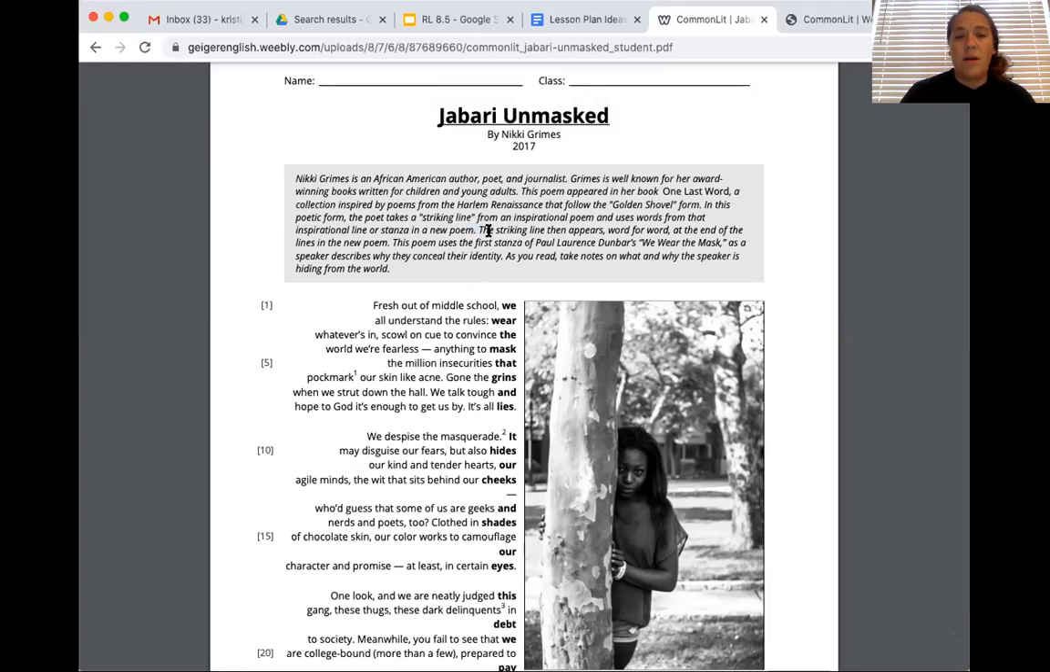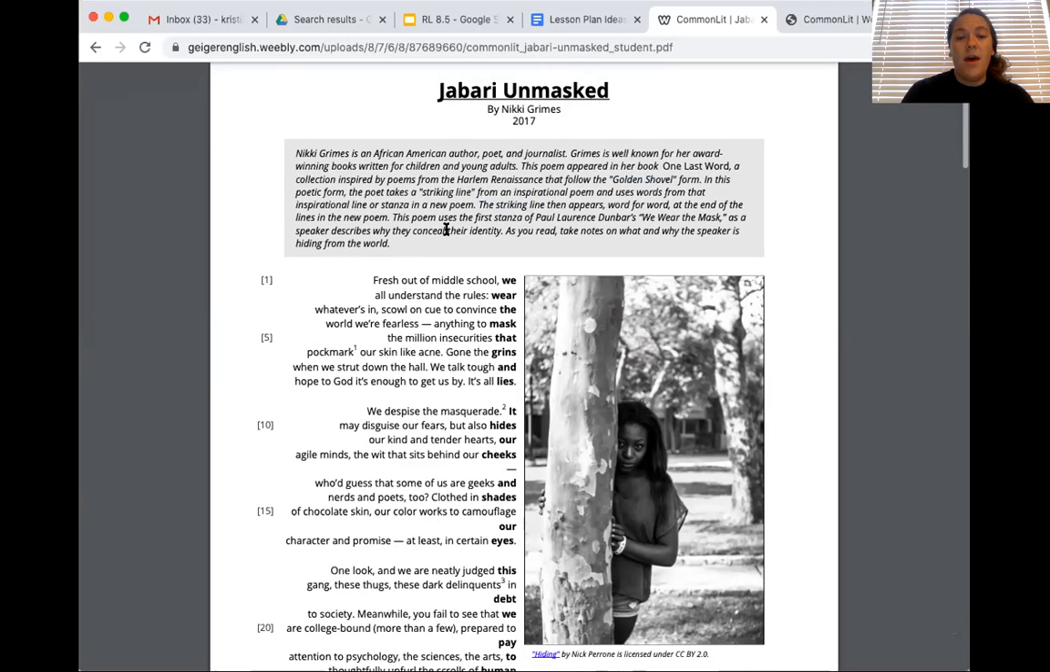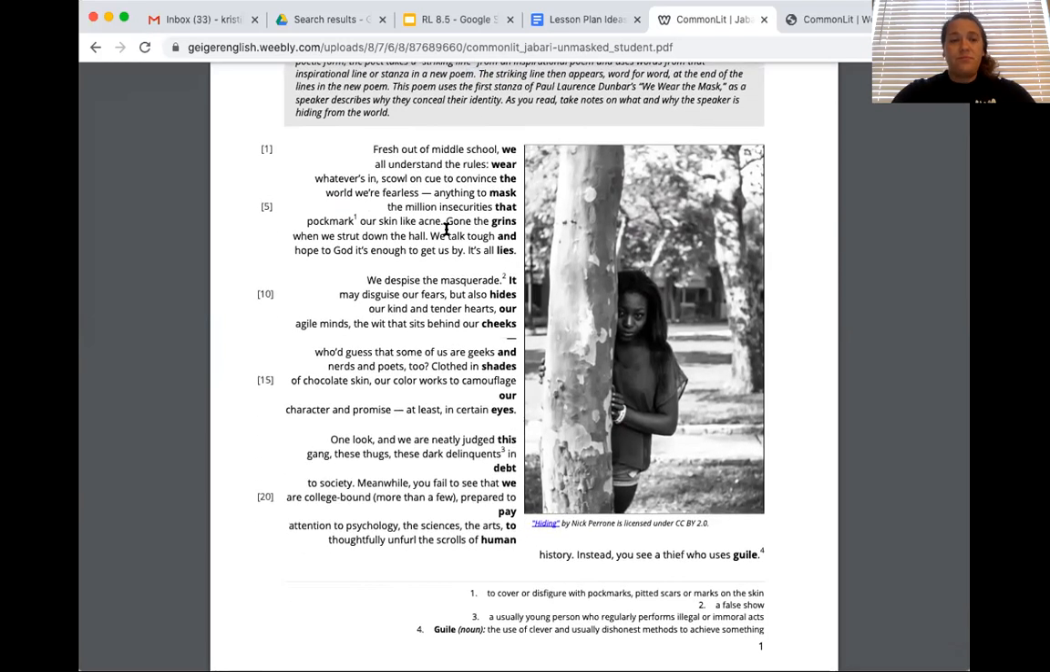One thing I want to talk about is this phrase right here, the striking line. When you see a phrase like that, you know that that's the author telling you that this is a very, very critical, very important line of the poem. Okay, and you should have been explained what the golden shovel was, the golden shovel form. Okay, so let's look at this poem.